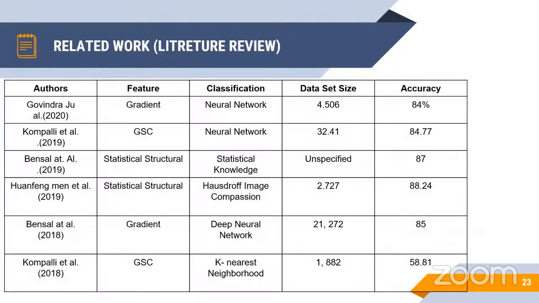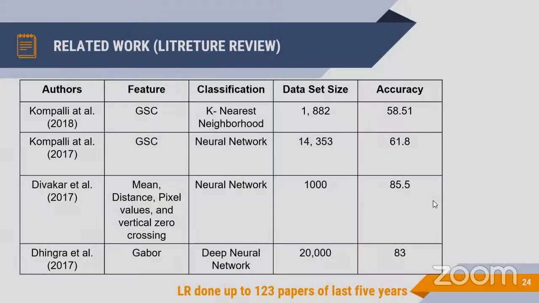One more author used the classification technique of neural network with the feature gradient, with a data size of 4.506, and the accuracy is 84%. The next author used the feature GSC with a neural network classifier, with a data size of 32.41 and an accuracy of 84.77. So when you look at the accuracies, you see 84, 84, 87, 88, 85, 58, and 85, right? Again 58, 61, 85, and 83.